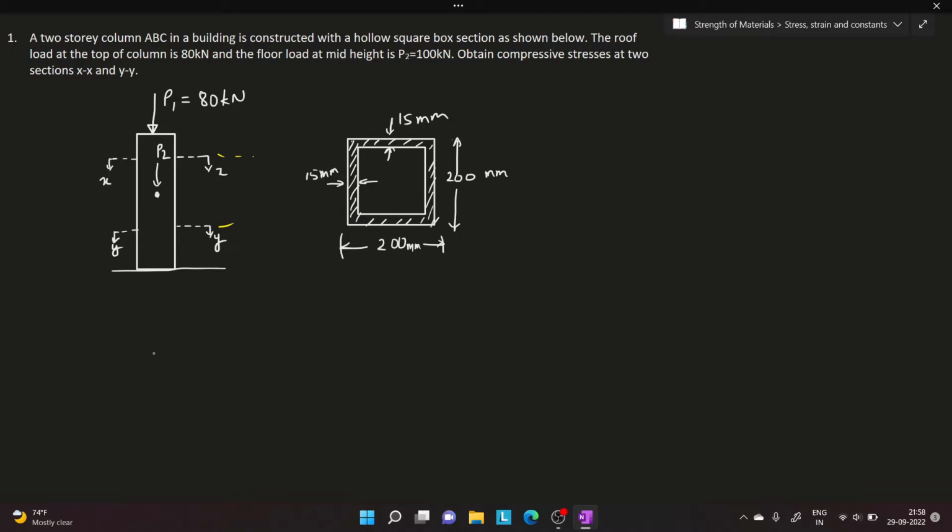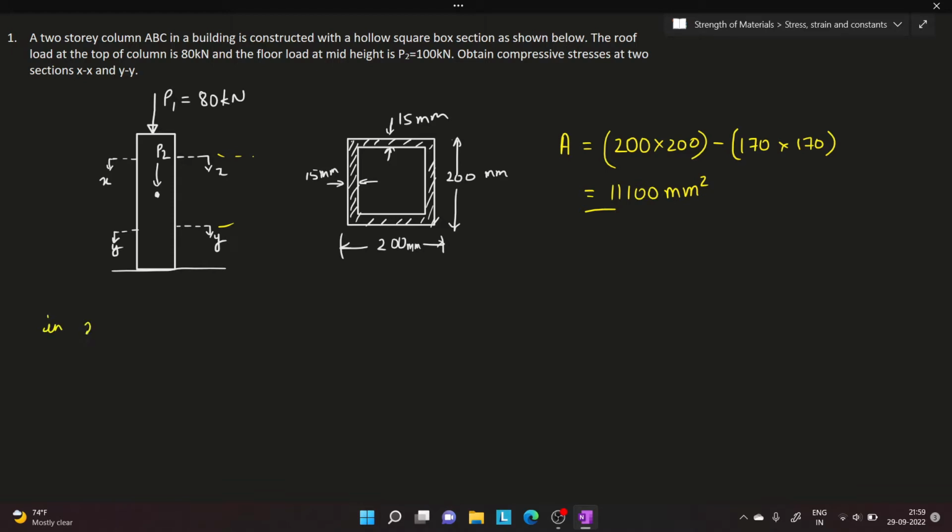A simple, straightforward question. First, let me calculate the cross-sectional area of the hollow column. The area is 200 into 200 minus, here we subtract 15 and 15, meaning 30, so 200 minus 30 gives 170 into 170. The answer is 11100 millimeter square. Note that this is in millimeters, so this is going to be our area. I'm going to keep my answers in Newton per millimeter square.